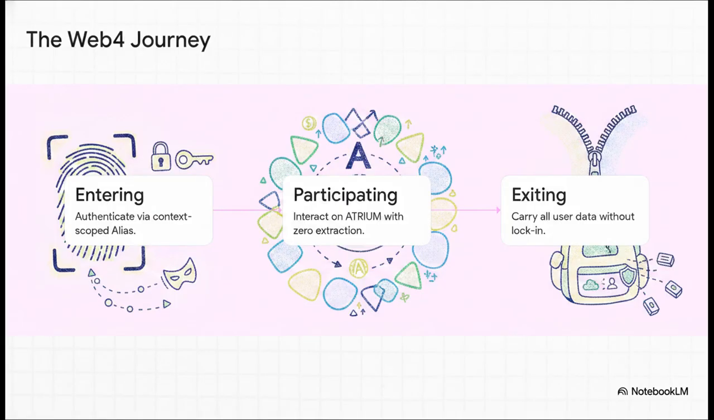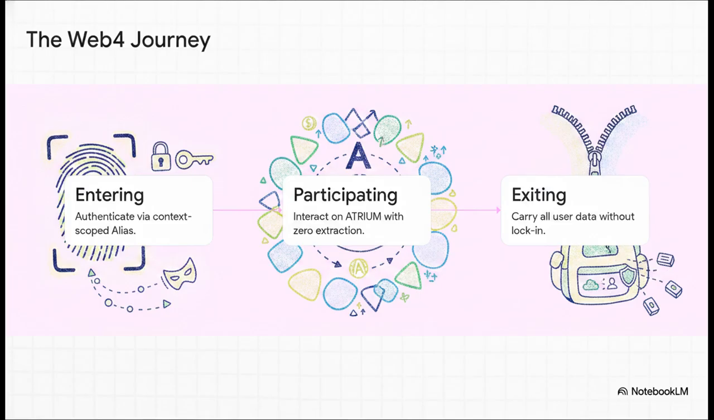So let's walk through what this actually looks like for a real user on a daily basis. Step 1 is entering. You authenticate into a community with a single tap using a UID alias. Boom. You prove your right to be there without exposing your real-world name or your browsing history. Step 2 is participating. You interact on an Atrium super app where the rules are governed strictly by your community, and 100% of the economic value stays right there within that community. There's no middleman extracting a toll from you.